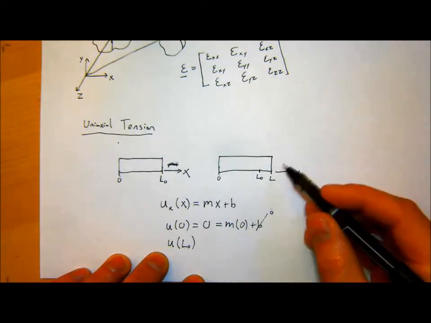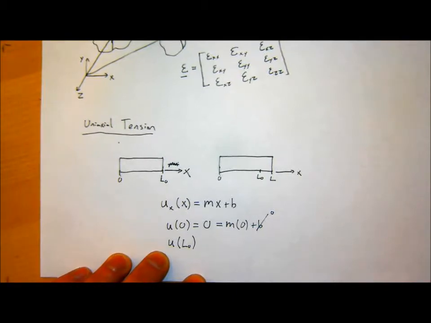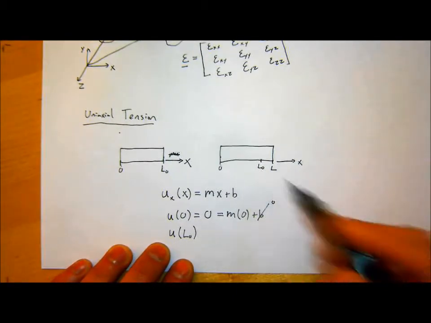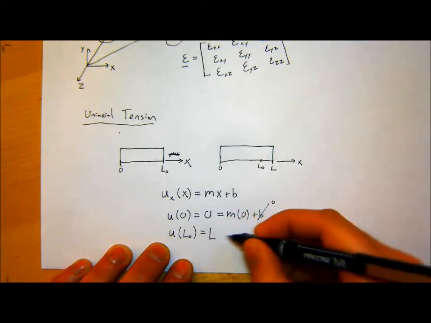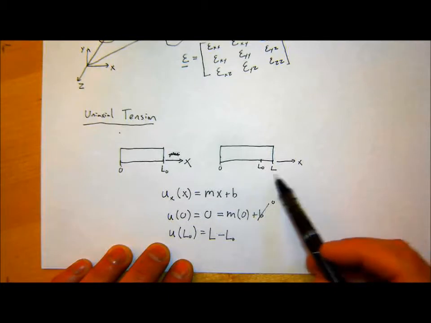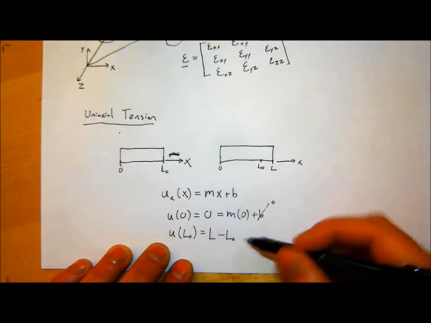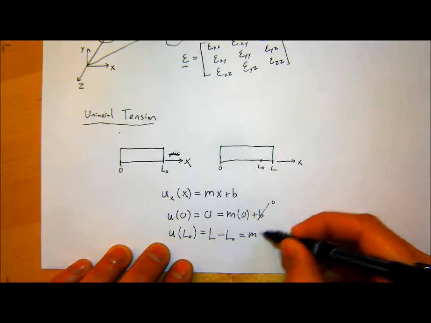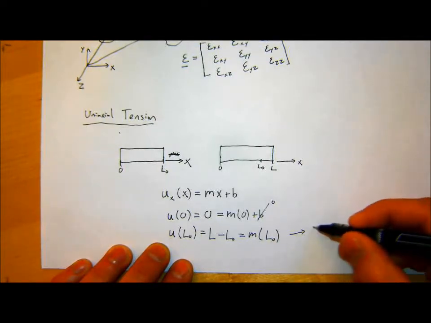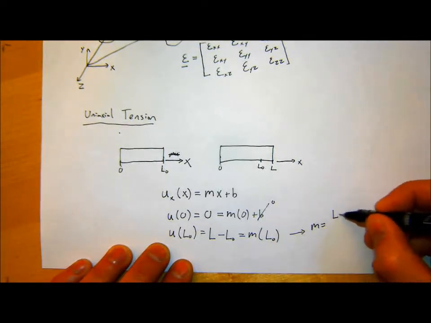Now, here's an important clarification. This is the distance that all these points are moving: L minus L naught, from my point L naught to L. This is equal to m times L naught. So then I can say my m is equal to L minus L naught over L naught.